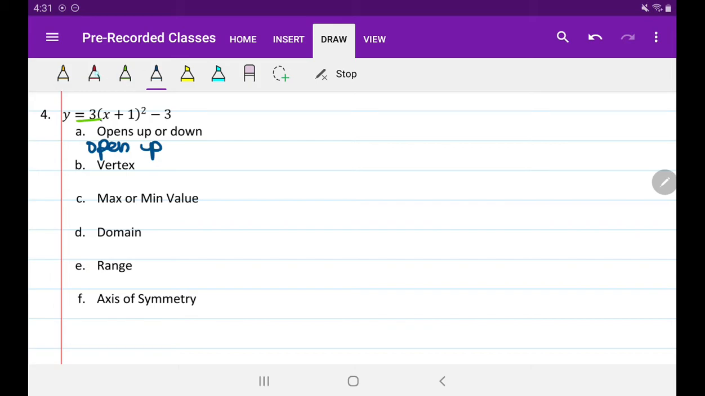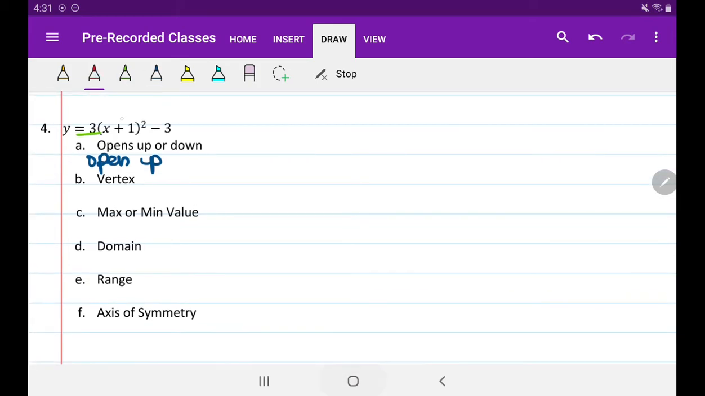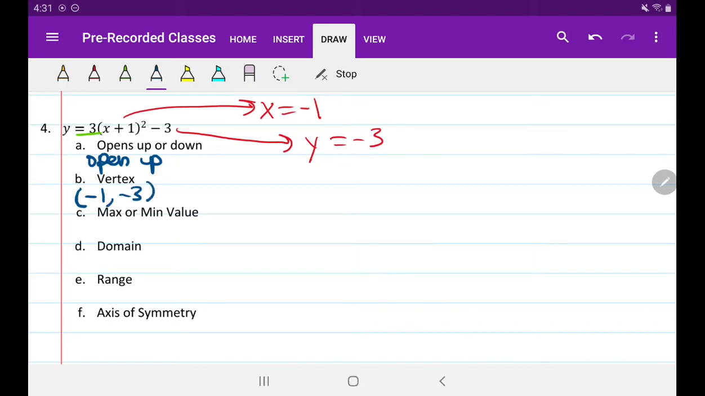And then our vertex, okay, so remember to get your x coordinate, we have to flip the sign, so that'll be a -1. And then we keep the same sign of our y coordinate, which is going to be a -3. So the vertex is going to be (-1, -3). And does it have a max or min value? Well, if it opens up, it's going to have a min value, and that's our y coordinate, which is -3.